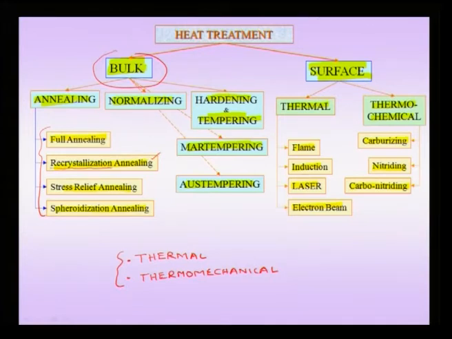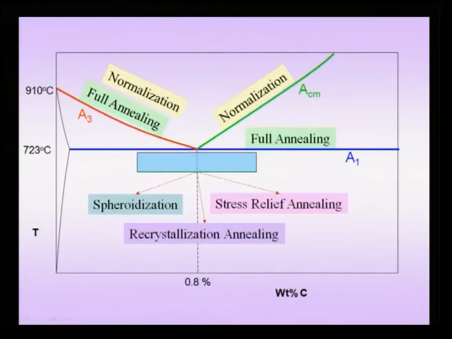As far as surface treatments go, there are those which affect the chemistry of the surface, which are called thermochemical treatments, and these include carburizing, nitriding and carbonitriding. In carburizing, you introduce carbon onto the surface at high temperatures. In nitriding, you introduce nitrogen, and carbonitriding is a combined process. In thermal treatments, you can harden the material by heating the surface, either using flame, induction sources, that means RF sources, laser or electron beam. So, this is a broad overview of the treatments which you can undertake to change the properties of steel.